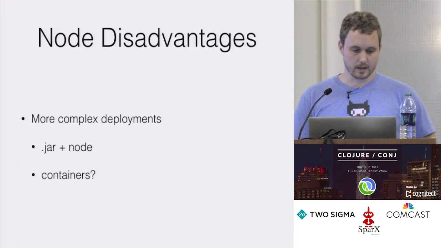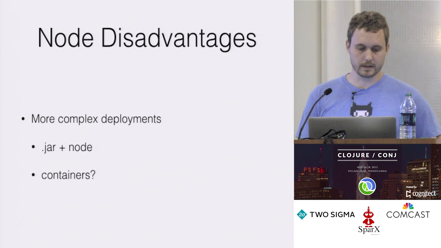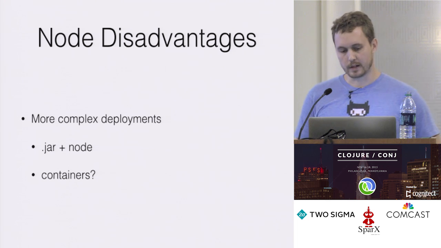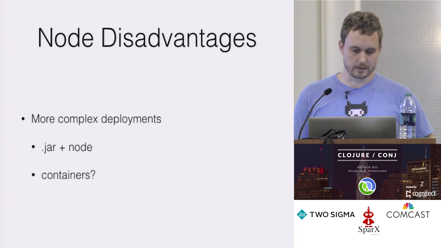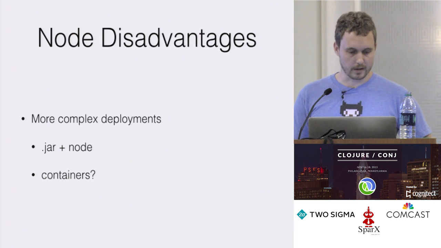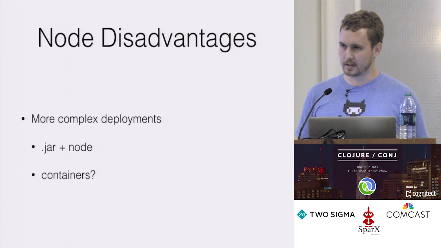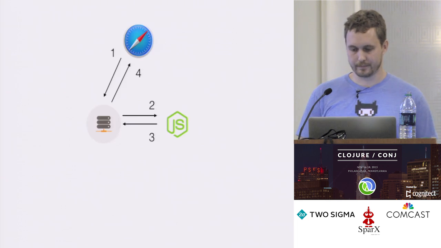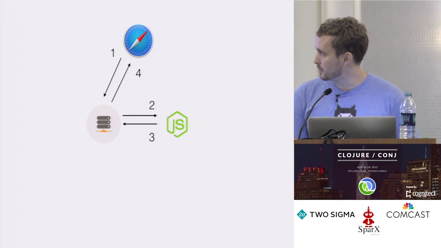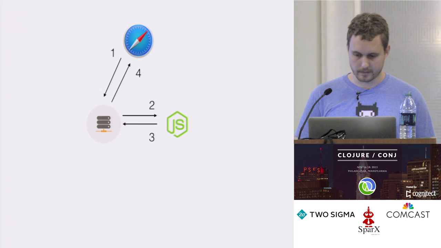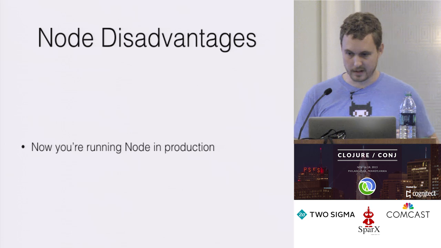So disadvantages. It's kind of like Selenium, but less so. So okay, deploying to production, you have your jar, you have Node.js, and now, okay, previously I could just upload my jar, run it as an uberjar in a container, but now I need my Clojure jar and I need a Node container or something. I don't know. So it's the same kind of process as earlier, but we still have this complexity. And there's one more disadvantage. Now you're running Node in production.